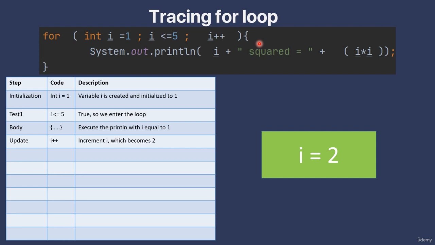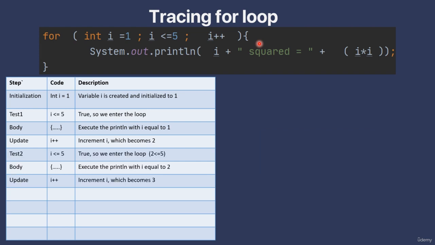It's very simple, guys. If you get it, you will think about it very smoothly and intuitively. So again, now I equal to 2. What do you think it will do? It will make a test again. Test 2: is I less than or equal to 5? Yes, so we enter the loop. I equal to 2 now, 2 is less than 5, yes, so go and enter the loop.